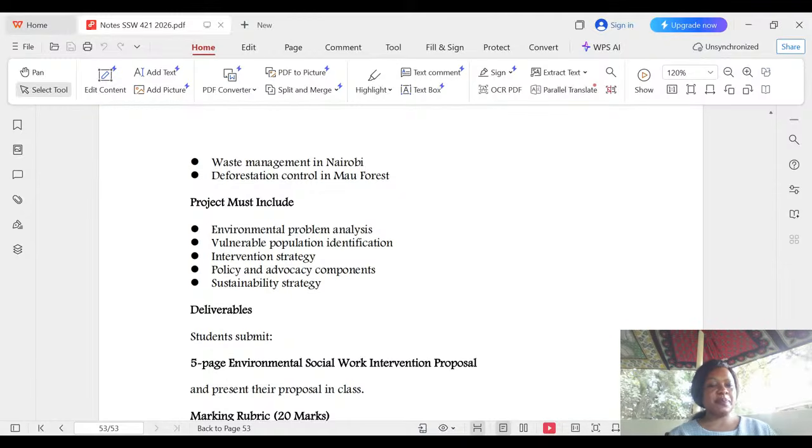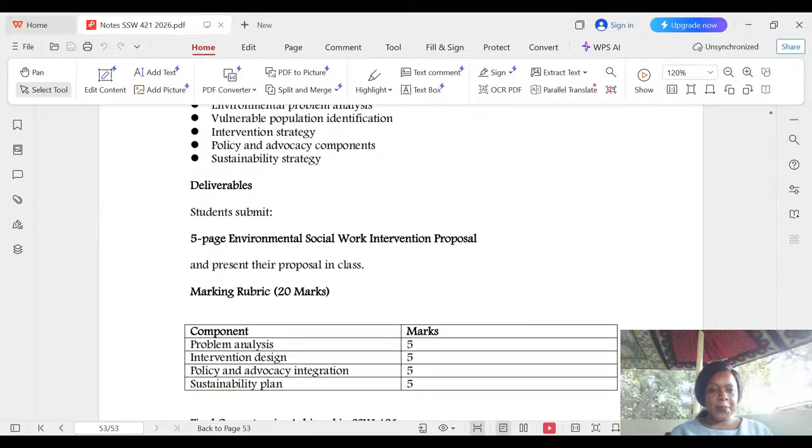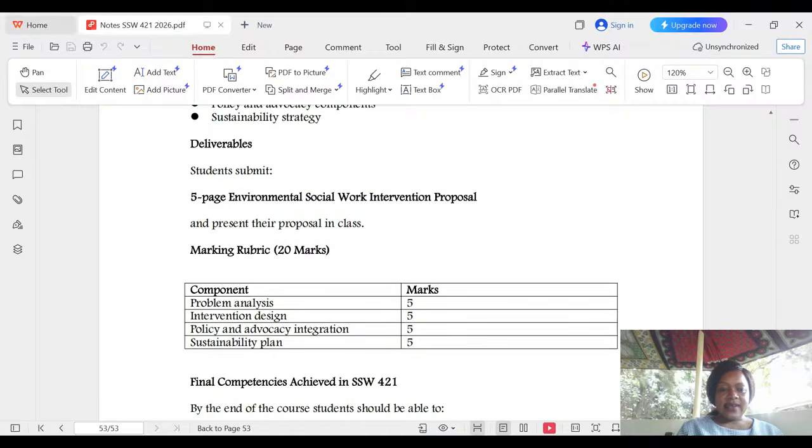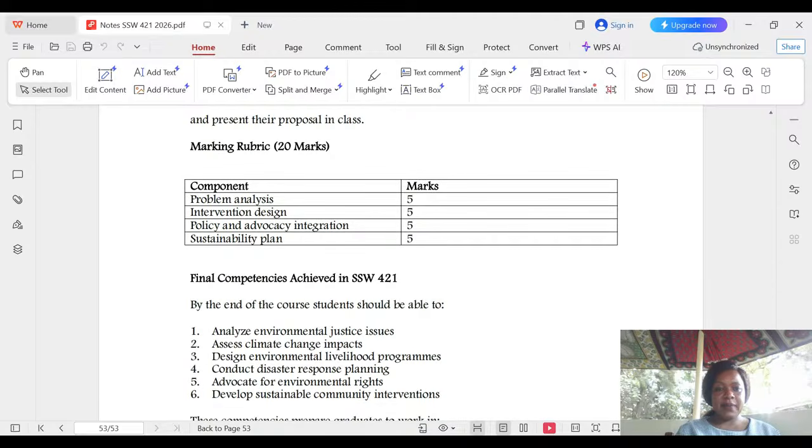You can see that we keep building from week to week, and the more you practice these competency-based activities, the more you repeat what the projects must include, and so at the end, it becomes second nature. So what will you deliver? A 5-page environmental social work intervention proposal. And this is what you'll present in class, this proposal. And I put there my marking rubric.